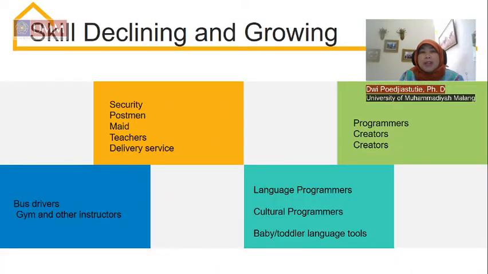Let me give you an illustration here. Some skills are declining, for example security. As we all know, the security system has been replaced by CCTV and other monitoring tools, which are utilized in some industries.